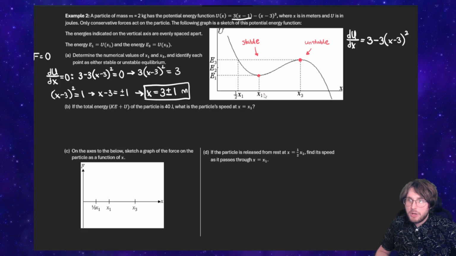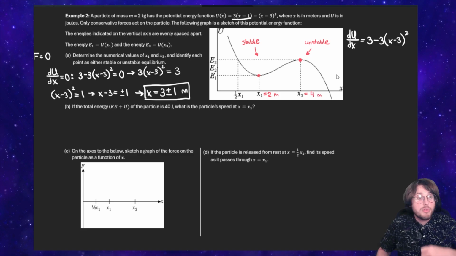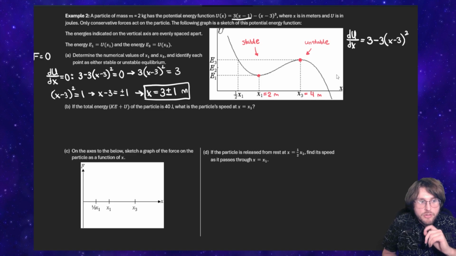So over here, x1 will be the smaller value because it's closer to the origin. So it'll be 3 minus 1, which is 2 meters. And then x3 over here is the one further along, so it'll be 3 plus 1, and that will be 4 meters. So those are our 2 equilibrium positions.